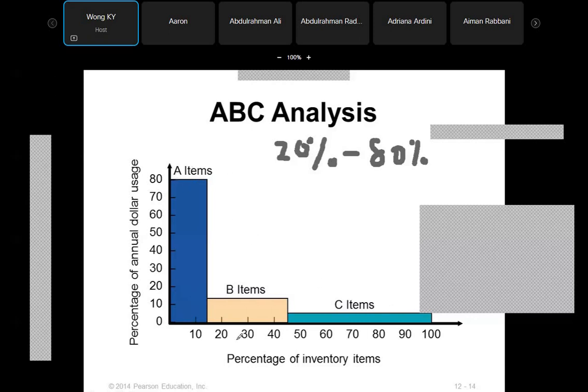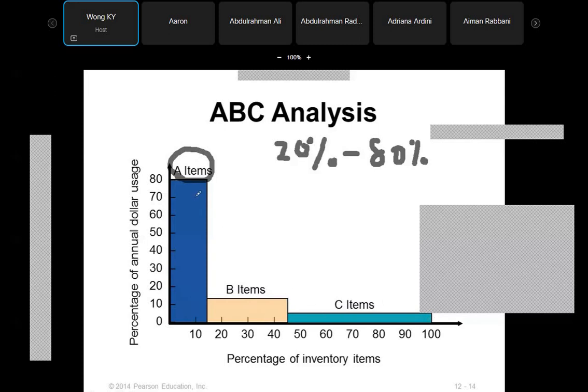So similarly, for inventory, once you have got this, it looks just like a Pareto chart. We have A items, B items, C items. If you look at A items, as I said, it's about 20%, and the value is 80%. So it's 20-80 here. This is known as the critical few. B and C are the trivial many.